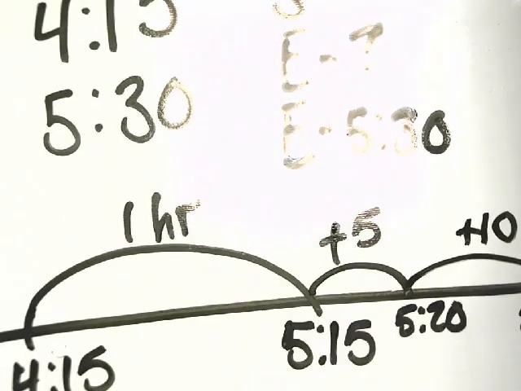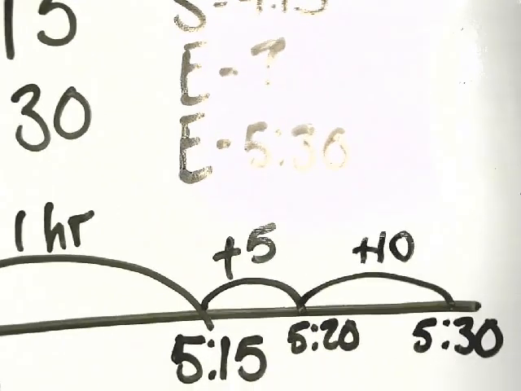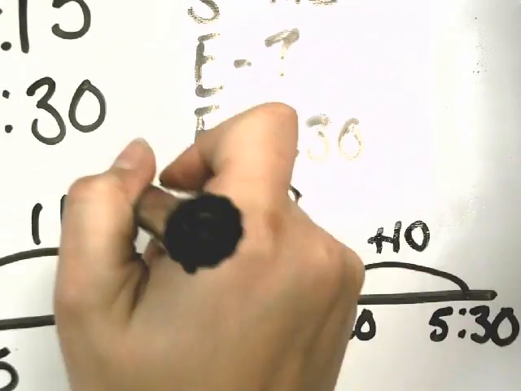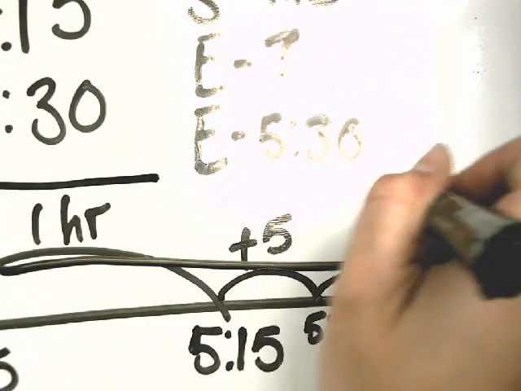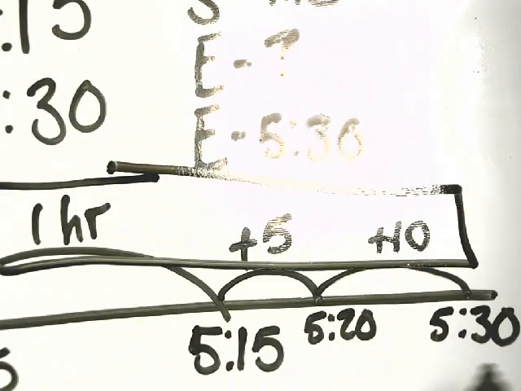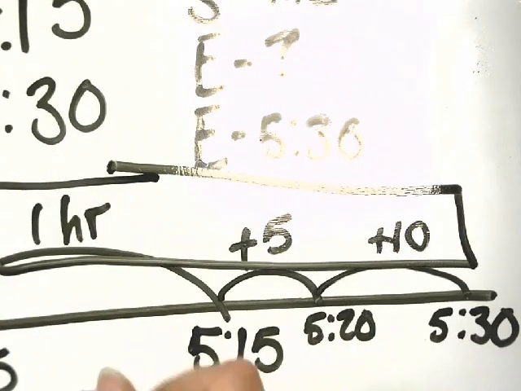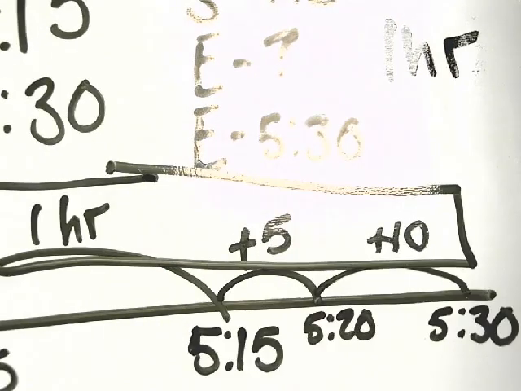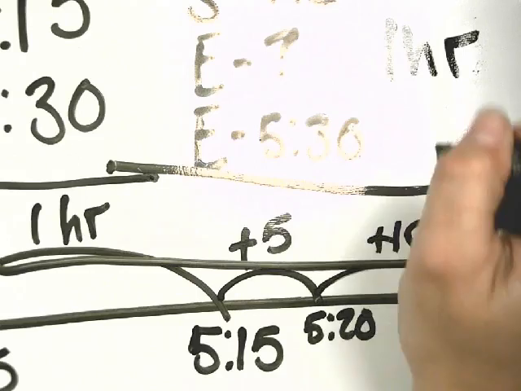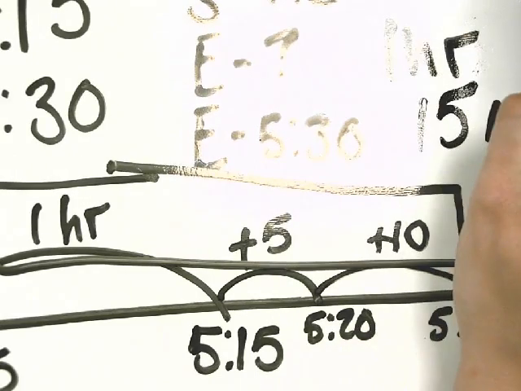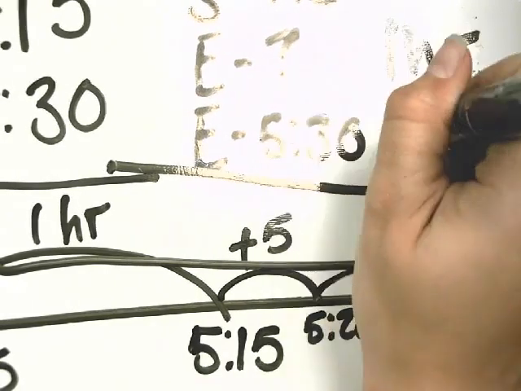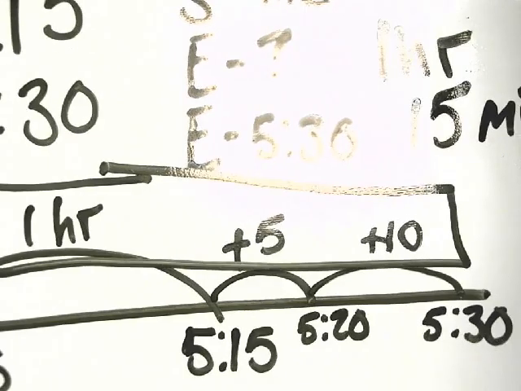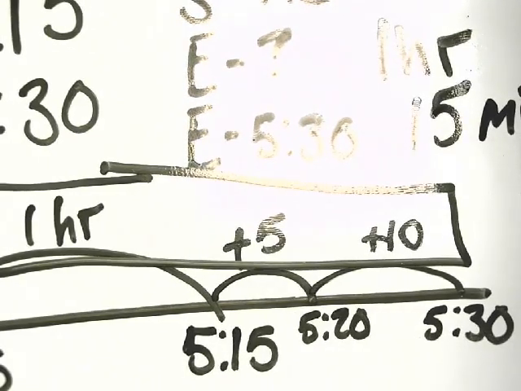All right, I went from my start time to my end time, but now I have to figure out how much time it took me up here to get from my start time to my end time. So I have to add all those up. Well, I had 1 hour, and then I had 10 plus 5 minutes, which would be 15 minutes. So my elapsed time would be 1 hour and 15 minutes. So that's kind of what we teach the kids and what we show them.